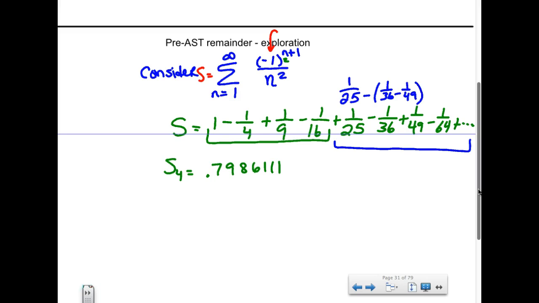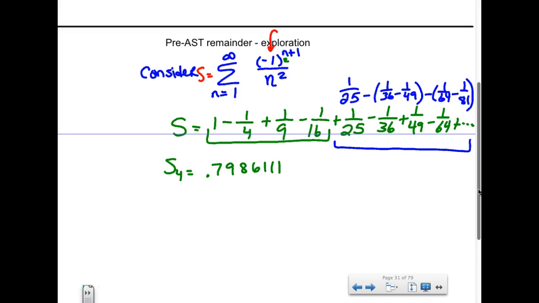And you can agree with me, if I distribute this negative in, you can see that that is the exact same numerical amount. And I'm going to do the same with the next one. I'm going to make it minus 1/64 minus 1/81. I'm going to do a little strategic grouping here so you can see what's going to happen.